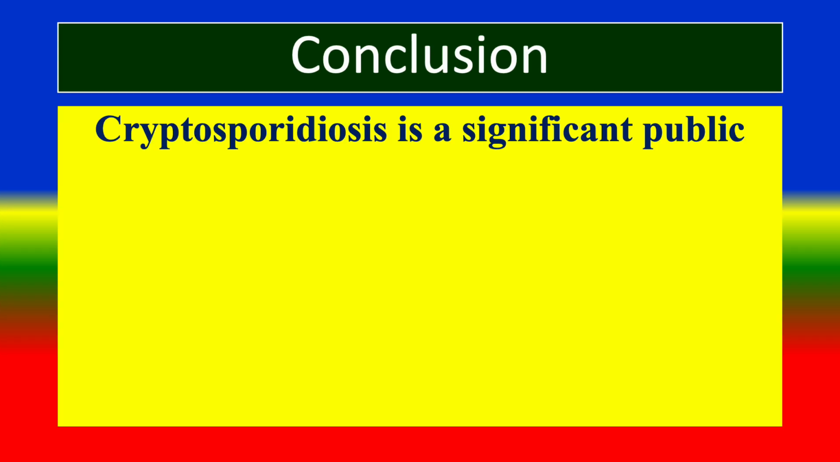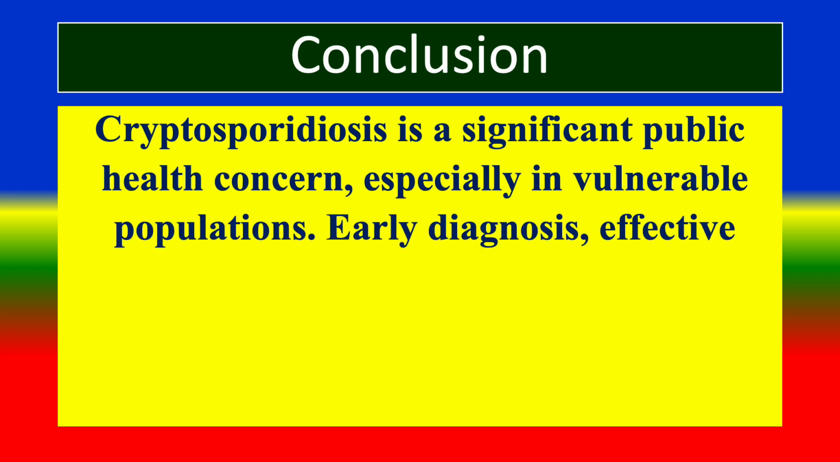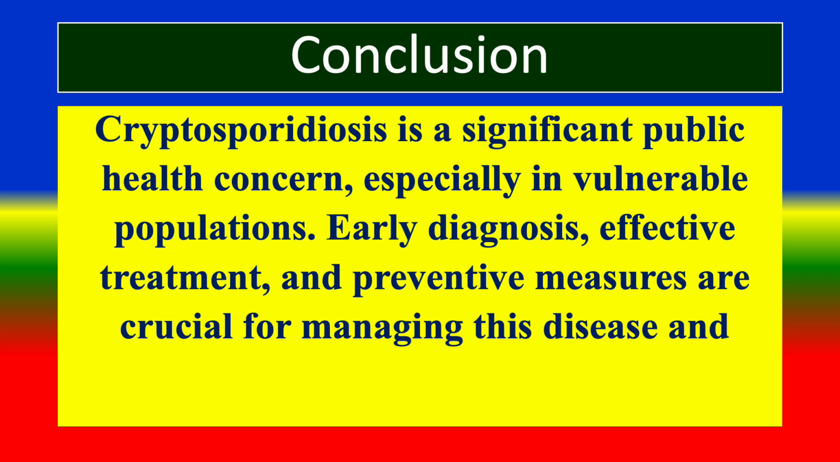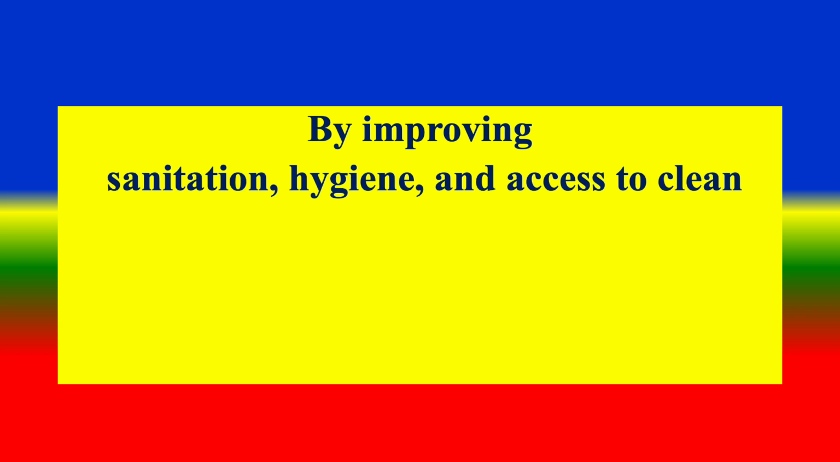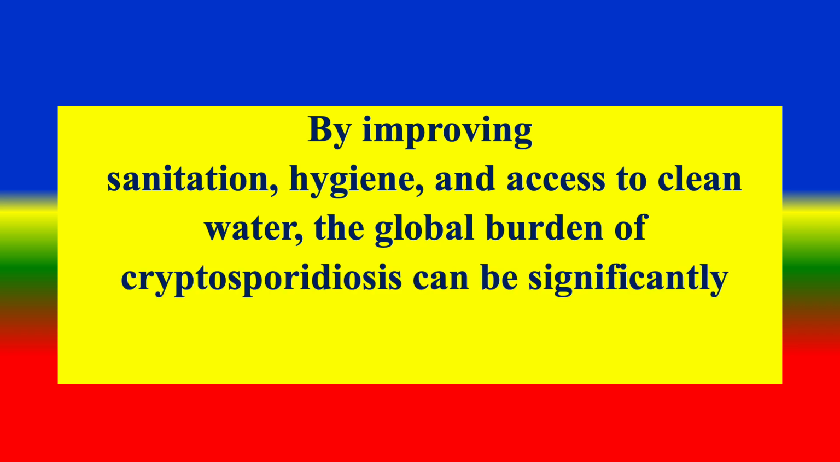In conclusion, cryptosporidiosis is a significant public health concern, especially in vulnerable populations. Early diagnosis, effective treatment, and preventive measures are crucial for managing this disease and reducing its impact. By improving sanitation, hygiene, and access to clean water, the global burden of cryptosporidiosis can be significantly reduced.